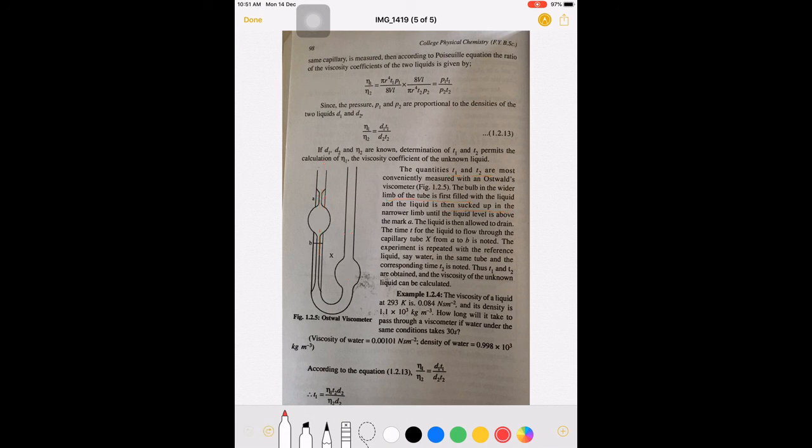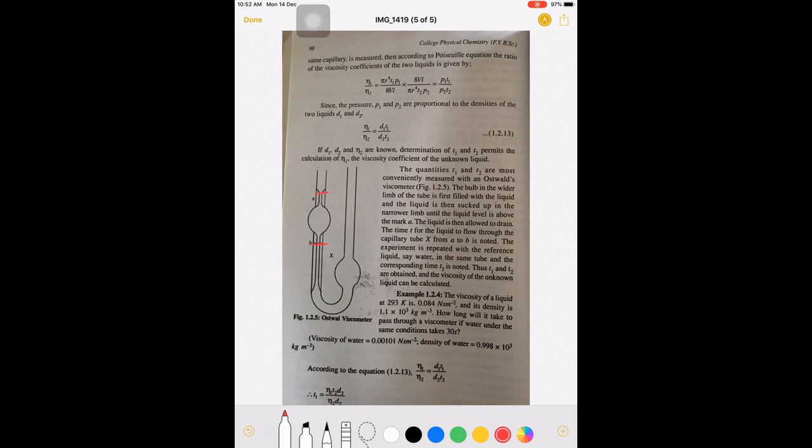That is, this capillary gets opened when we remove the finger from it. Then the liquid flows from the upper side to the lower side. The liquid is then allowed to drain. The time T for the liquid to flow through the capillary tube from A to B is noted. So the time of flow of the liquid from mark A to mark B is calculated.